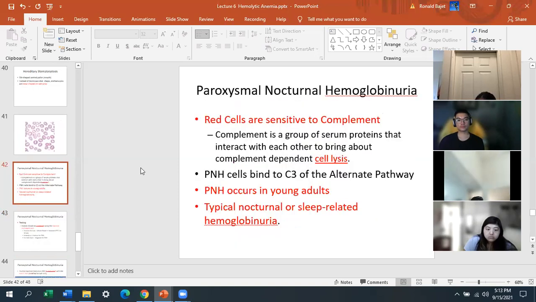Okay, and then that fourth hemolytic anemia is paroxysmal nocturnal hemoglobinuria. PNH occurs in young adults, and it also involves complement, okay? And what happens is their cells lyse at night when they're asleep. So the complement components interact with each other to bring about complement-dependent cell lysis. So that complement cascade is activated. The red cells are sensitive to complement, so when they bind to complement, the cascade is activated, resulting in cell lysis. And it occurs at night when they're sleeping. So this is paroxysmal nocturnal hemoglobinuria, or PNH. Okay, PNH.